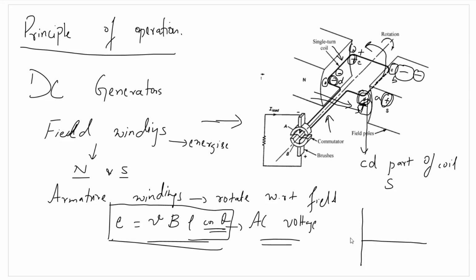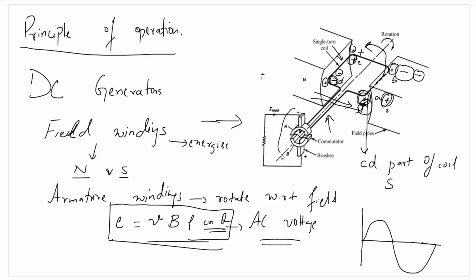So the voltage induced in the conductors ABCD is AC. As the conductor CAB is under the influence of the north pole, positive polarity is induced, for example, and when it comes under the influence of the south pole, a negative polarity is induced. So the voltage that we are receiving, the voltage that is generated in the armature windings, is AC in nature. It is not a DC voltage.